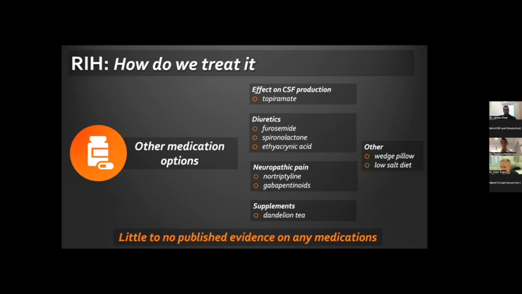Other things that can be helpful if patients are having trouble at night: elevating your head on a wedge pillow can be very helpful, and those are commercially available. And then patients have anecdotally mentioned to me that a low salt diet can be helpful as well.